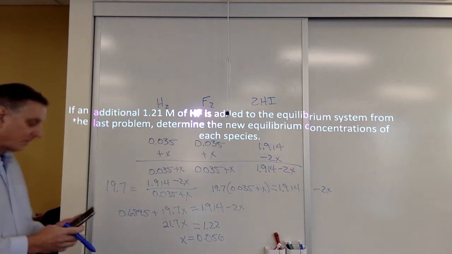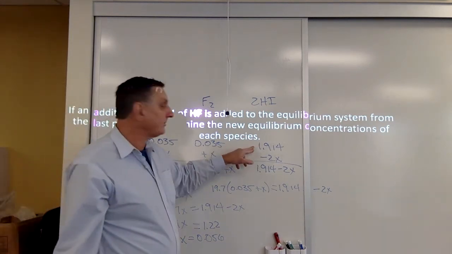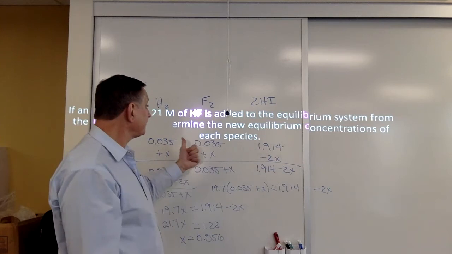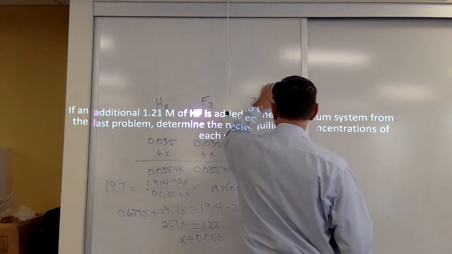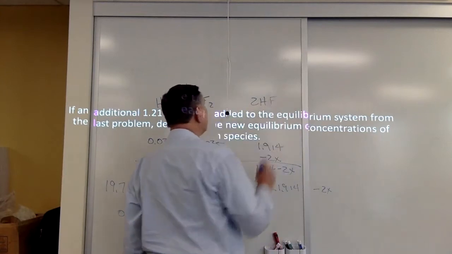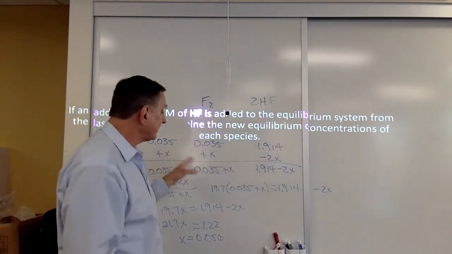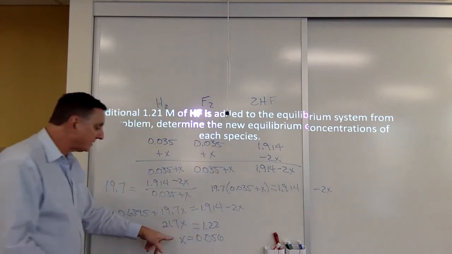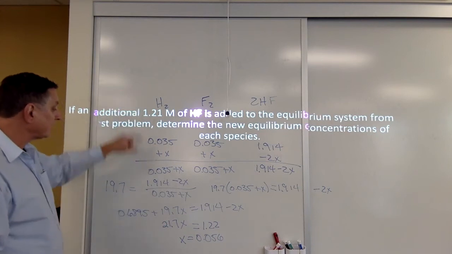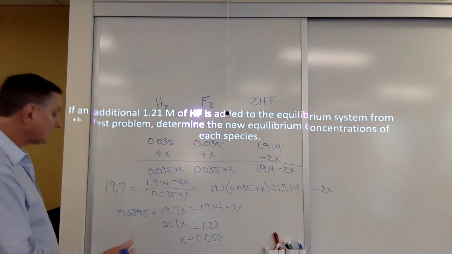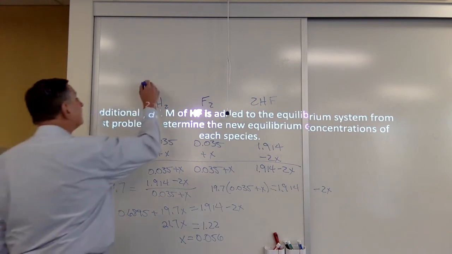So my new equilibrium concentrations, what we did is we dumped a bunch more HF in, I'm going to put an HF here, this is HF. We added a bunch more HF, driving this to the left. How far did it drive it to the left? Well, x is this number. So our new equilibrium concentrations are 0.035 plus 0.056. That is 0.091.